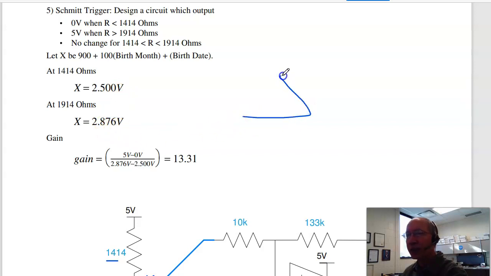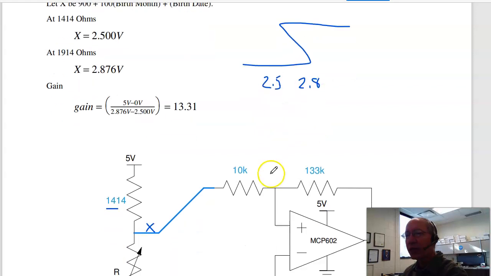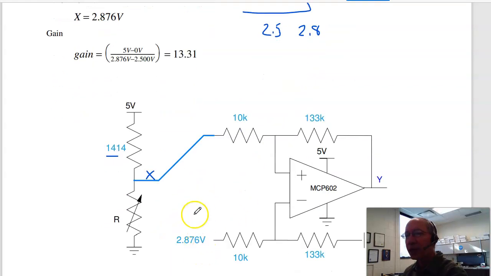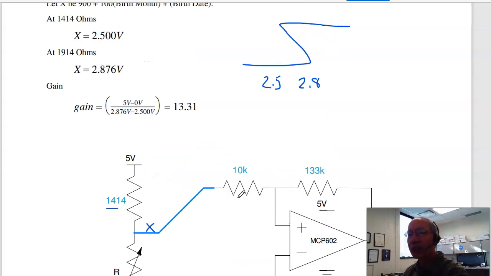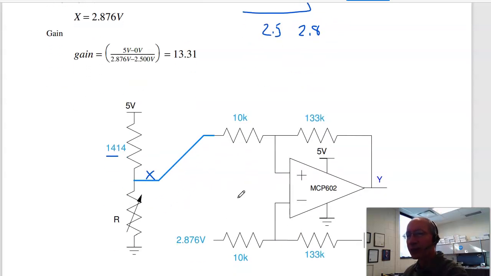So I have this type of characteristic, I'm going to turn on at 2.8 volts, turn off at 2.5. Since the on voltage is more than the off voltage, connect to the plus input. The offset is the voltage where you turn on, and the slope is the gain. Output changes by 5 volts as the input changes by 0.37 volts, 13 to 1. Make that a 13 to 1 ratio. So there's the Schmitt trigger that turns on at 1914 ohms, turns off at 1414.